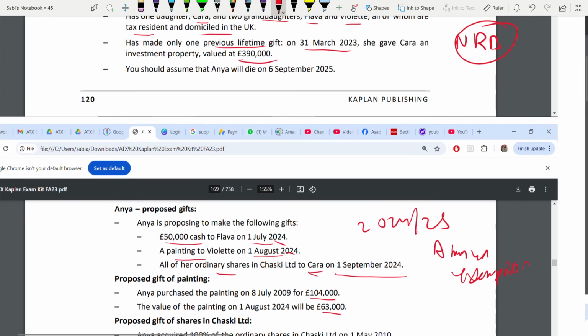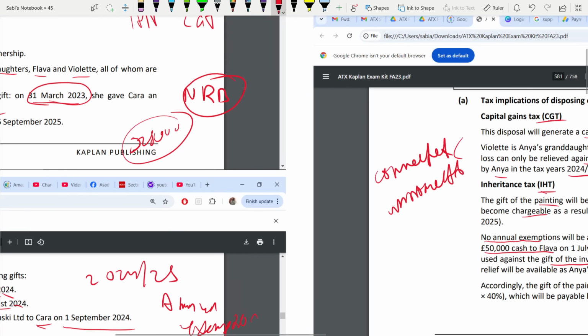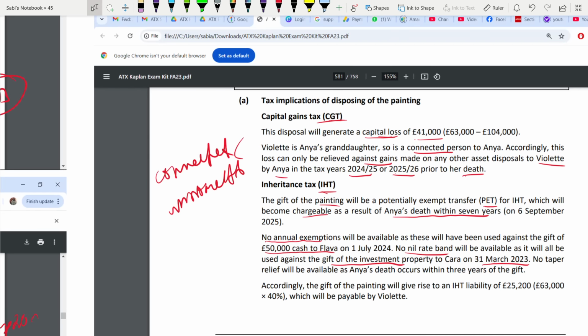You see here, he made one previous lifetime gift on this date. This is the earliest, and it falls within 7 years. So that 390, and your nil rate band is 325,000. So this 390,000 will entirely use the nil rate band. So you don't have any nil rate band remaining to utilize against the painting.